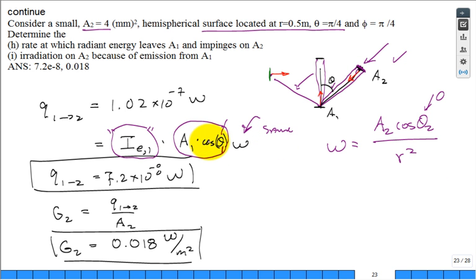But anyway, this changed right here. Theta 1 changed. It's now pi over 4, so the amount that leaves 1 and impinges on 2 changes. And then what is the irradiation because of the emission? Well, you have to divide by A2, and there you go.